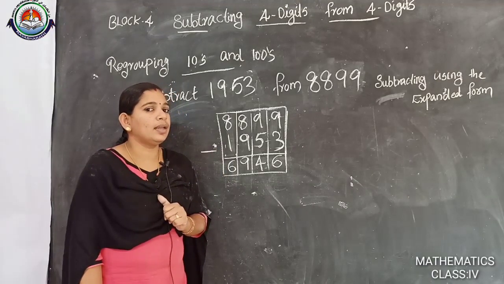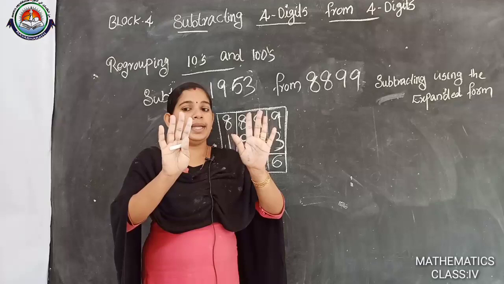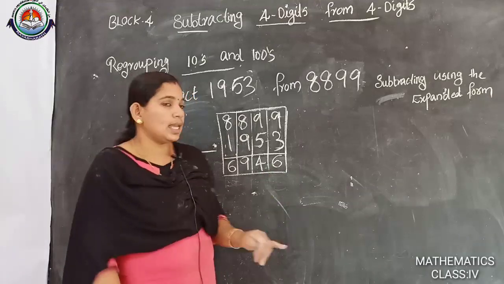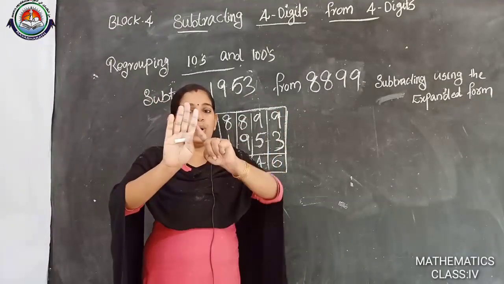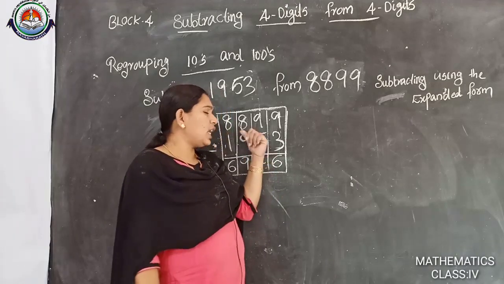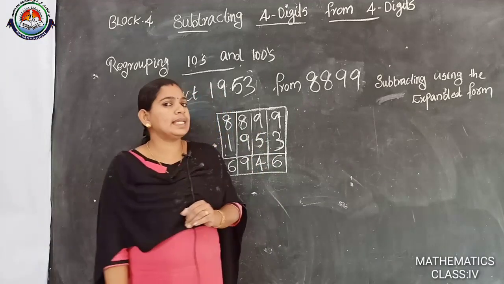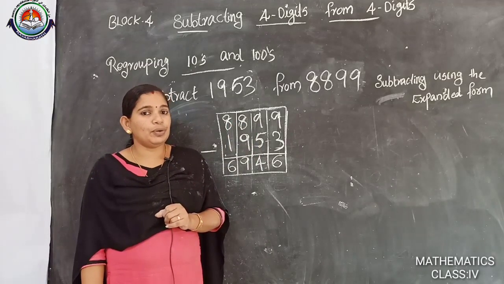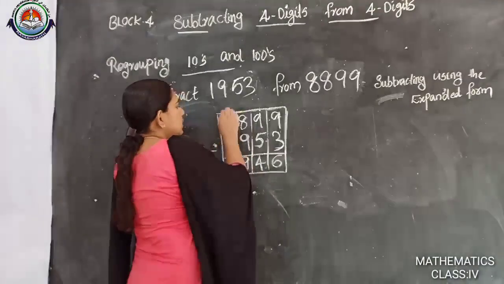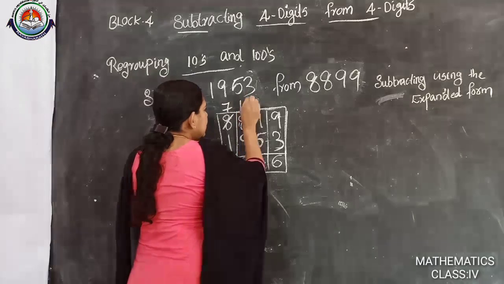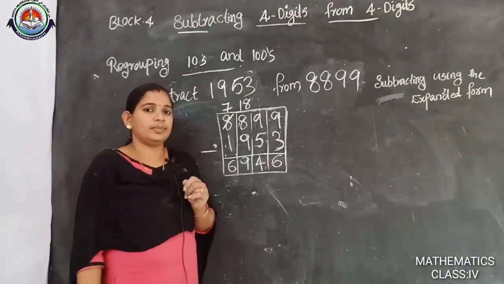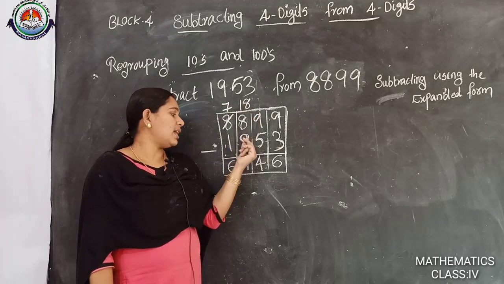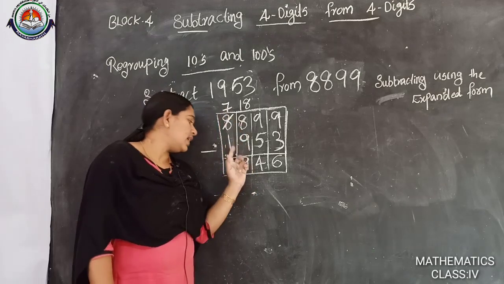Then 9 minus 3 is 6. 9 minus 5 is 4. 8 minus 9, is it possible? Because the first number is smaller than the second, what do we do? We take 1 from here. This becomes 7, and here 18. We are taking 1,000 from the thousands. So 18 minus 9 is 9, and 7 minus 1 is 6. Got it?